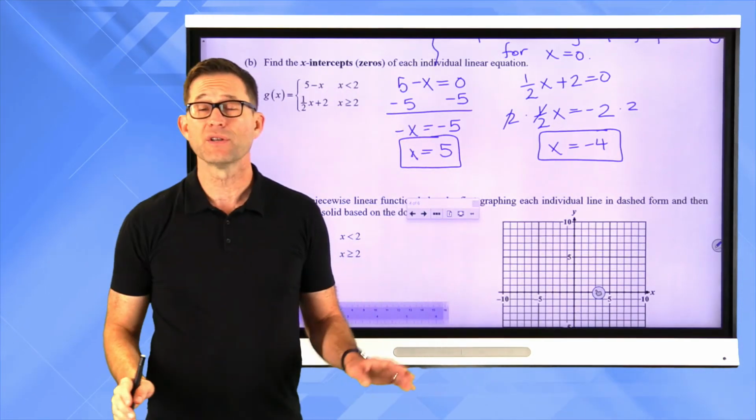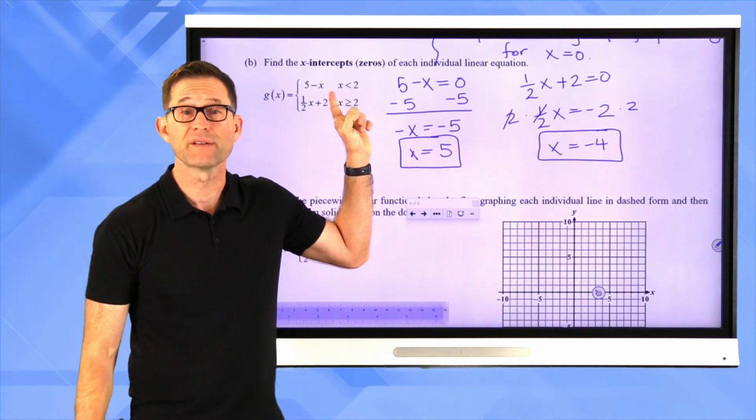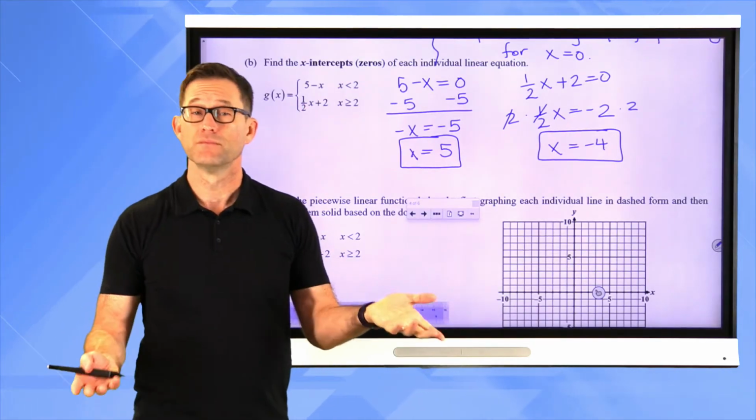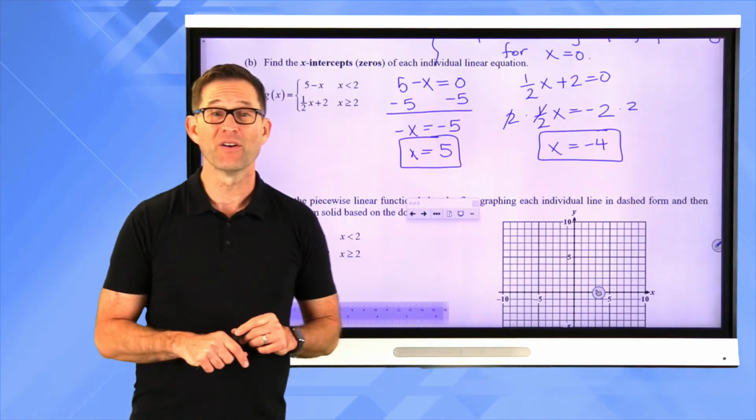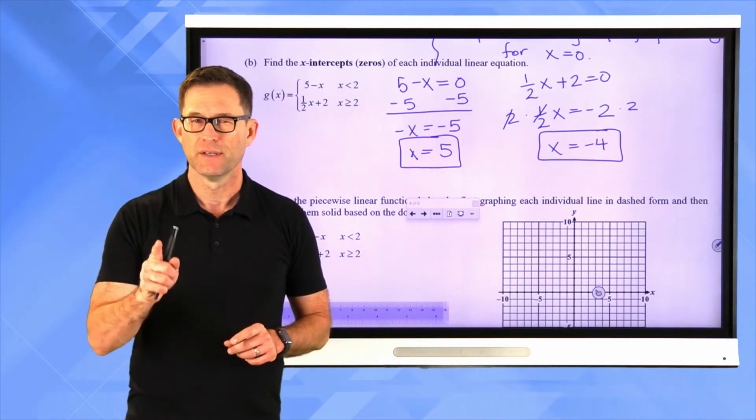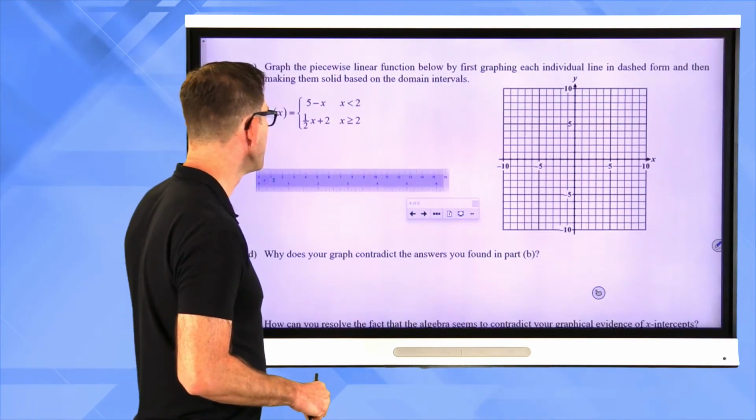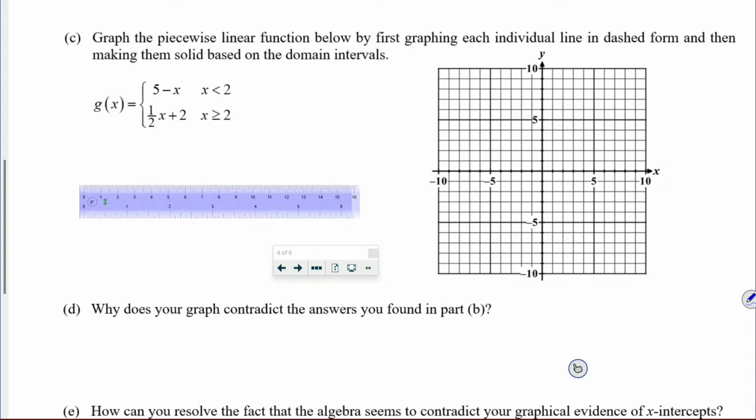So there is no question that when I take x equals 5 and I substitute it into this formula, g of x is equal to 0. And if I take negative 4 and I substitute it into this formula, g of x is equal to 0. So they appear to be zeros of this function. But let's take a look at graphing this function. We're going to take a look at a little bit of a different way of graphing it this time. So, letter C. Graph the piecewise linear function below by first graphing each individual line in dashed form and then making them solid based on the domain intervals.